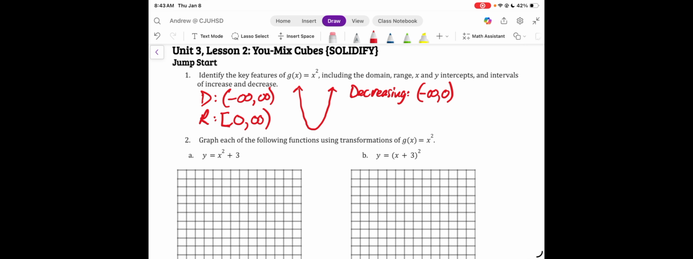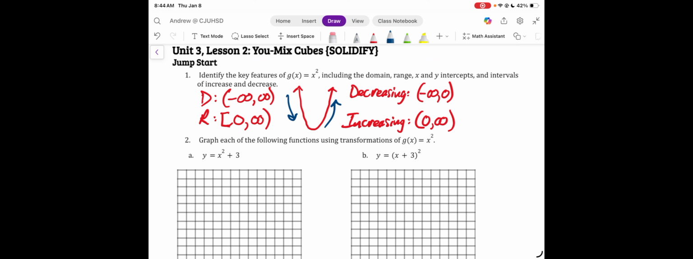0 itself is a transition point, so we wouldn't put a bracket on that. And increasing from 0 to positive infinity, the right side. So in other words, it comes down and then goes back up.